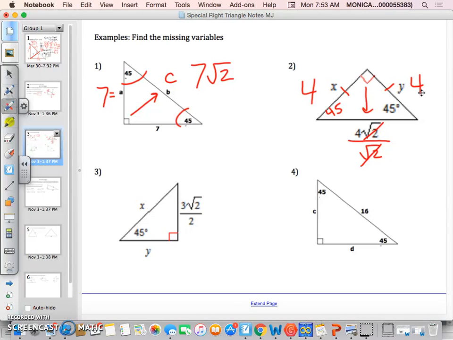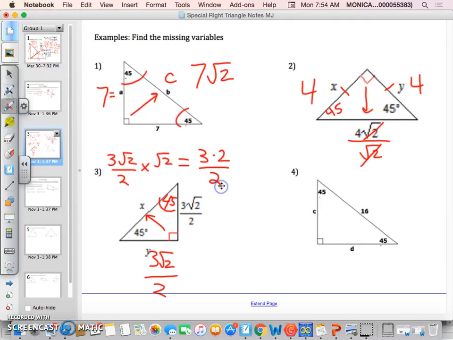And here we go. The hardest part is going to be identifying the hypotenuse. So if I know this side is 3 square root of 2 over 2, then I know that this side is 3 square root of 2 over 2. And then if I want to find my hypotenuse, I'm just going to multiply 3 square roots of 2 over 2 times the square root of 2. Well, I know that the square root of 2 times the square root of 2 just equals 2. So this whole thing is 3 times 2 over 2, which is 6 over 2, which is 3. So I know that this side over here is 3.